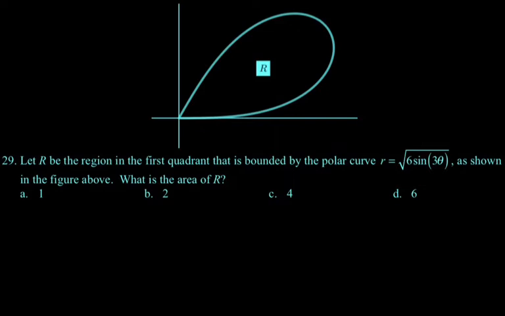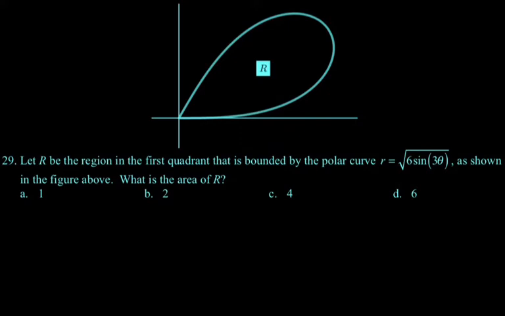Next up, let R be the region in the first quadrant that is bounded by the polar curve r equals the square root of 6 sine of 3 theta, as shown in the figure above. What is the area of R? Okay, so I look at that. If they didn't provide the graph, I would not know exactly what that looked like. They do provide the graph.